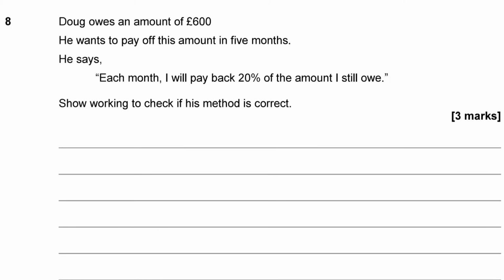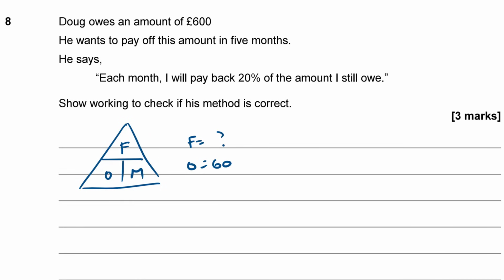I don't think this is going to work, Doug. If you're just paying back 20% of what you still owe, this is a kind of never-ending sum, isn't it? Basically, it's like compound interest. So for percentages, you've got final, original, multiplier. The final is what we're trying to find here. The original is 600, and the multiplier: if he's paying back 20%, then he's retaining 80% of the value, isn't he? So you're basically timesing through by 0.8 each time.